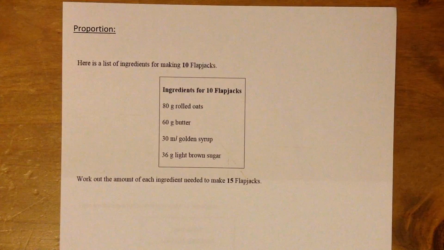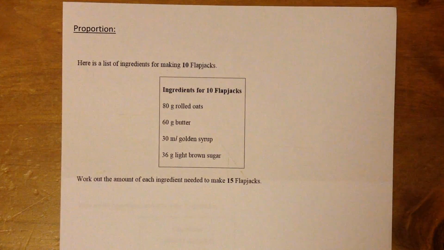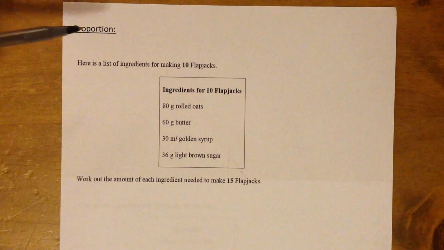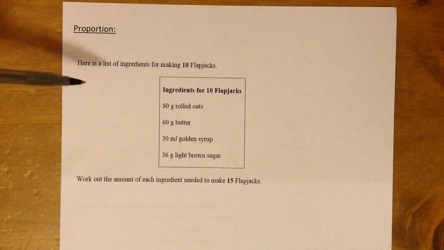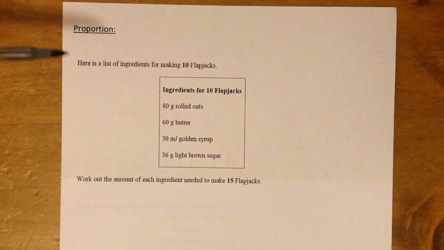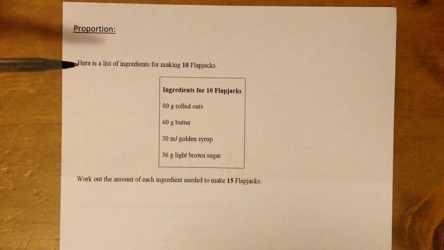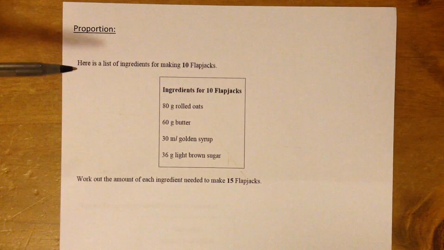Proportion questions typically look at ingredients for some kind of cake, or in this example a flapjack bar, and then they talk about relating the amount of ingredients for one value to find it, hence the name of the topic, proportionately to another set of values. So let's look at this example.